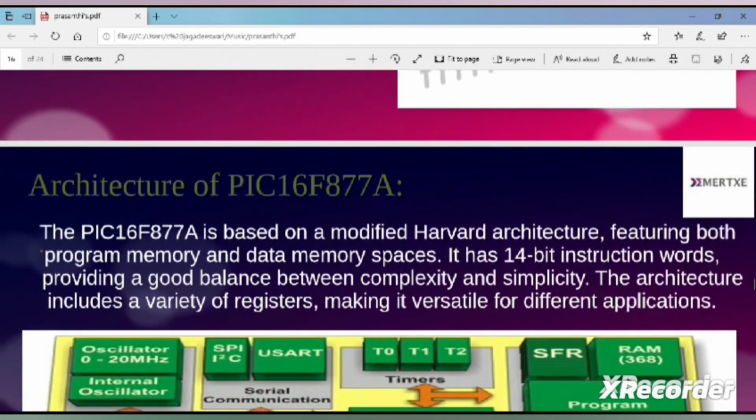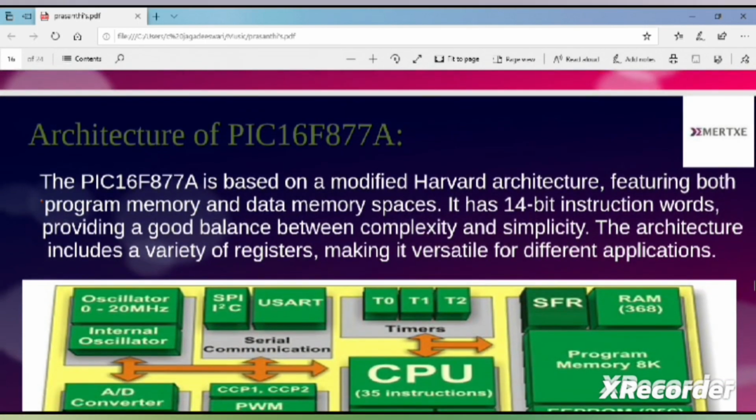The architecture of the PIC16F877A is based on a modified Harvard architecture, featuring both program memory and data memory spaces. It has 14-bit instruction words, providing a good balance between complexity and simplicity. The architecture includes a variety of registers, making it versatile for different applications.